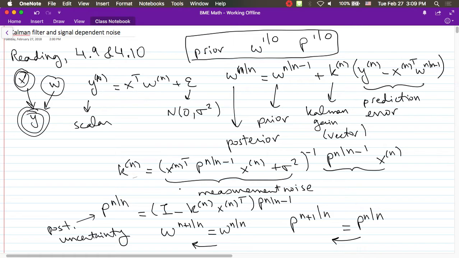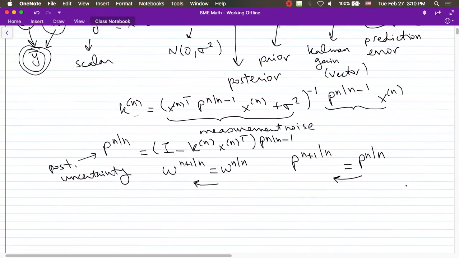Whatever the prediction error is, if you have a lot of uncertainty about your belief, so if this P here is large, what that means is that I don't really have a whole lot of belief in what I know. I'm pretty uncertain about it. What that does is it makes K large, which means you're going to learn a lot from the error. On the other hand, if what you're measuring is pretty noisy, then you should not really learn a lot from your prediction error because it just could be noise.